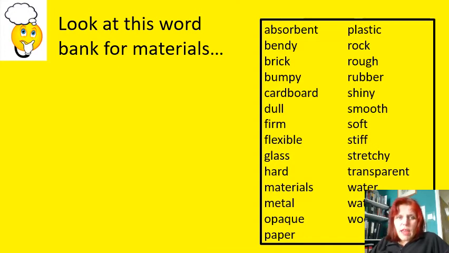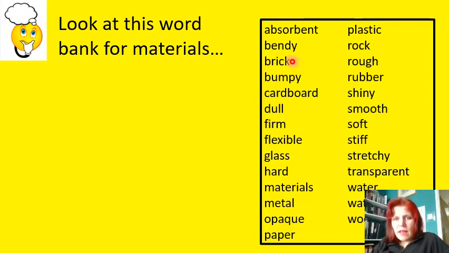So here we have a word bank for materials. All of these words are to do with materials, which you may have studied in your science topic. So: absorbent, bumpy, bendy, brick, cardboard, dull, firm, flexible. Can you see they're in alphabetical order?